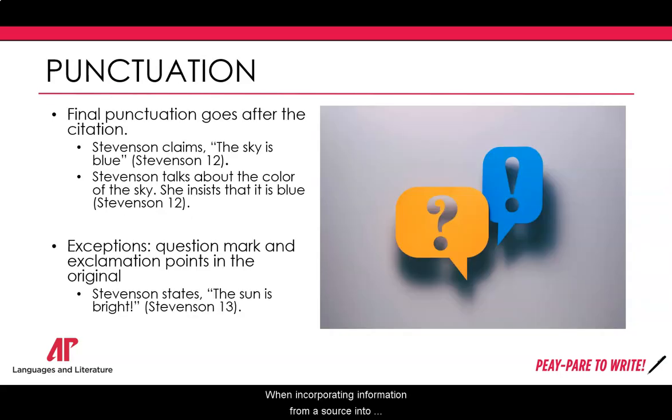When incorporating information from a source into your paper, you want to avoid separating the parenthetical citation from the information it is citing. For this reason, the final punctuation will go after the citation. If you use a direct quote, the period at the end of the quote is left out. If you are paraphrasing, the period at the end of the last sentence of the paraphrase will go after the citation. The only exception to this rule is when you are quoting and the source used an exclamation point or question mark. In this case, you leave the original punctuation, but still include final punctuation after the citation.